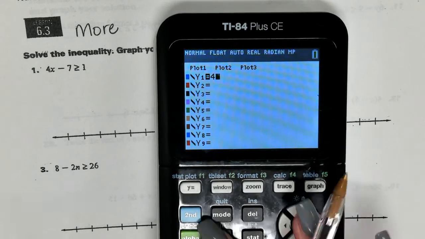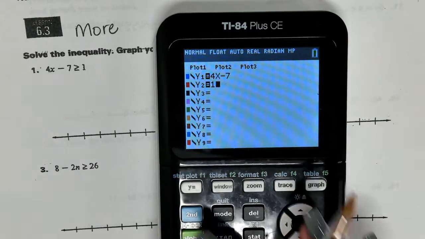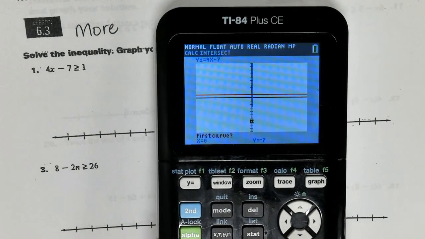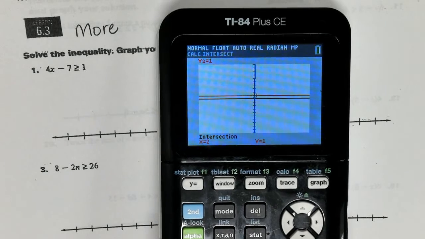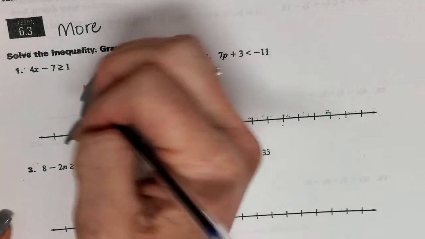So I got 4x minus 7 and 1. Second trace 5. And the answer is not x equals 2, it's x is something 2. So I write that.